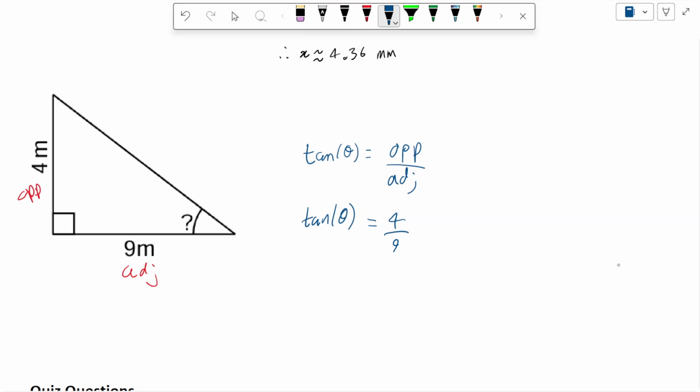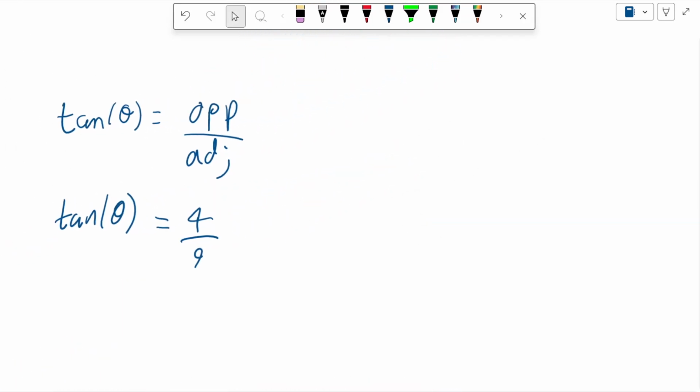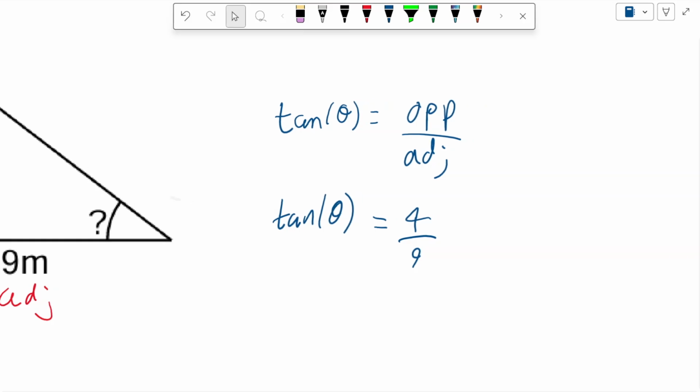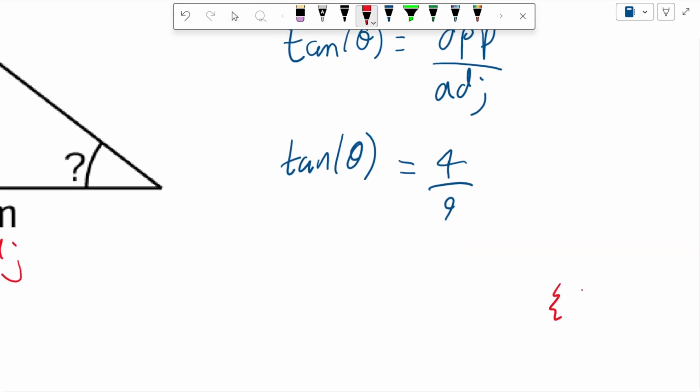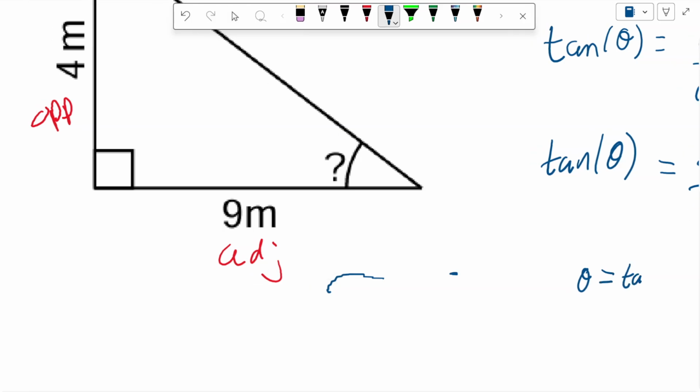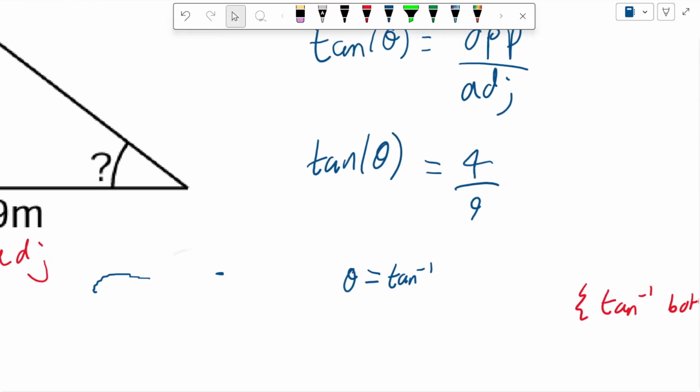Now, the way we rearrange this, I'd like theta on its own. If you rearrange an equation like 2x equals 1 or something, you would be dividing by 2 on both sides because that's the opposite of timesing by 2. If we want theta on its own, I have to tan inverse both sides. So essentially that will just leave us with theta over here, because if I write out what the full thing was, it's tan inverse of tan of theta, so those two will just cancel out. On the right hand side, I have to get tan inverse, because I have to do it to both sides, of 4 over 9.